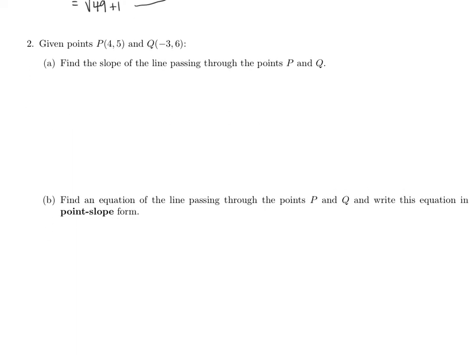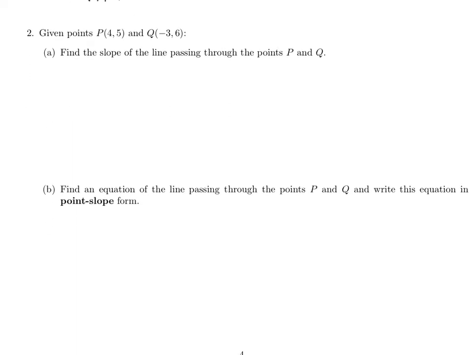All right, number 2. Given points P and Q, find the slope of the line passing through the points. So that's part A. And part B is find an equation of the line passing through the points P and Q and write this equation in point slope form.